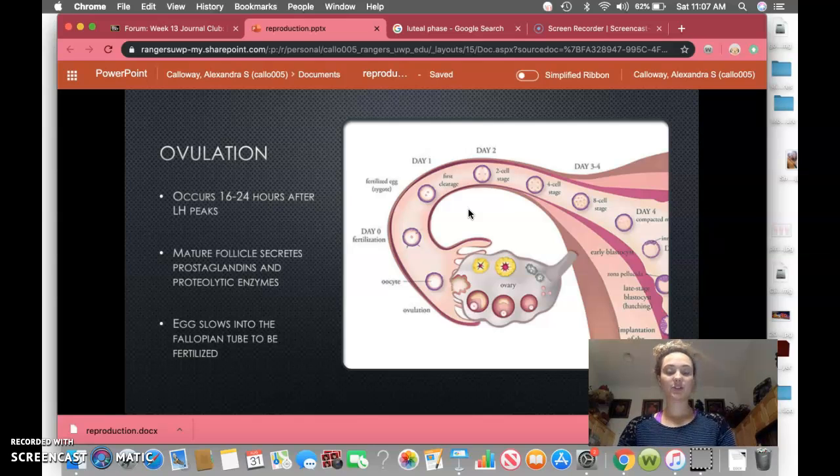Then we have ovulation, which is the second phase of this cycle. And it occurs about 16 to 24 hours after the highest peak of the LH surge. What happens is the mature follicles start to secrete prostaglandins and proteolytic enzymes. And what these enzymes do is they assist in follicular wall rupture so that the egg can be released from the ovary and it'll flow into the fallopian tube, and it may or may not get fertilized at that point.